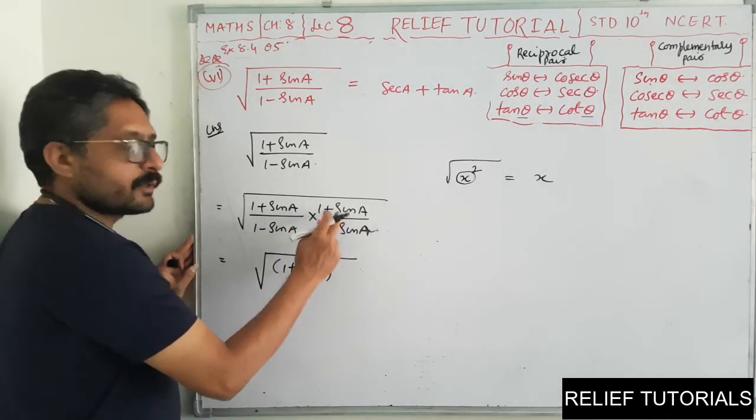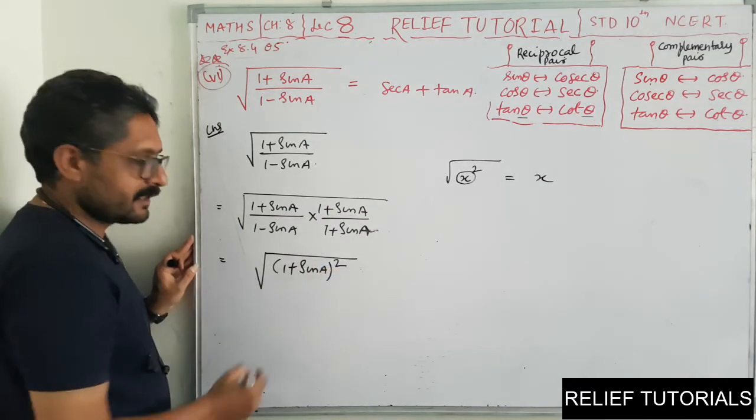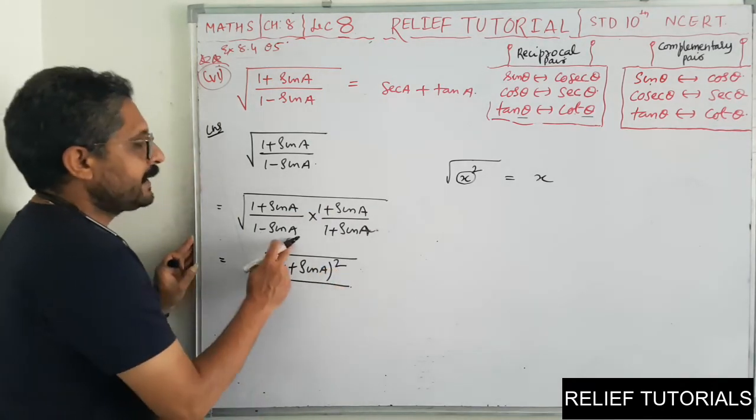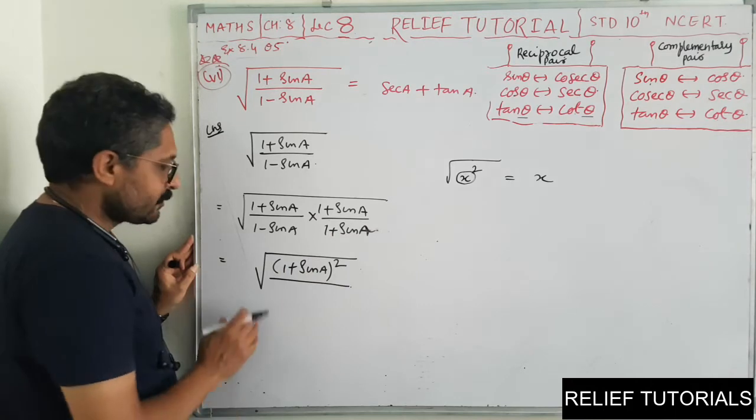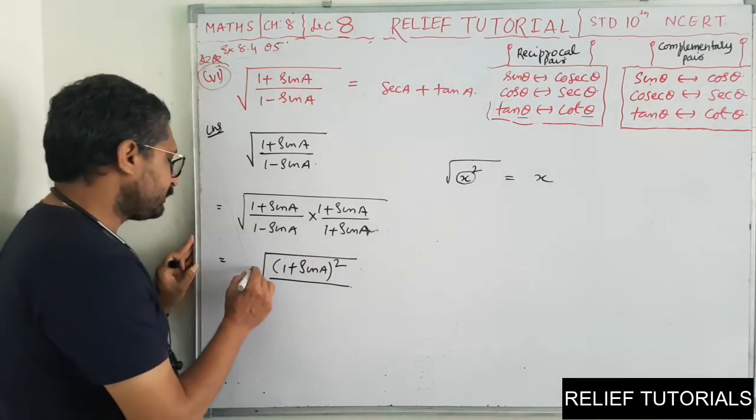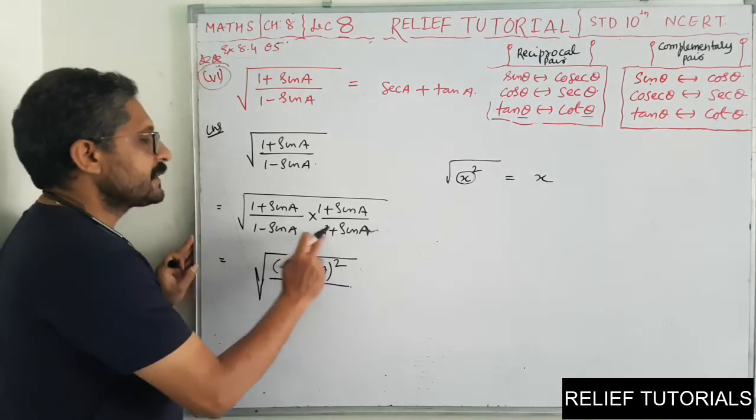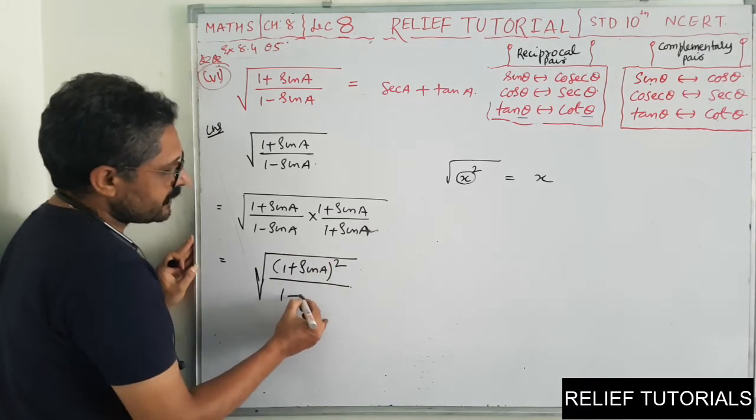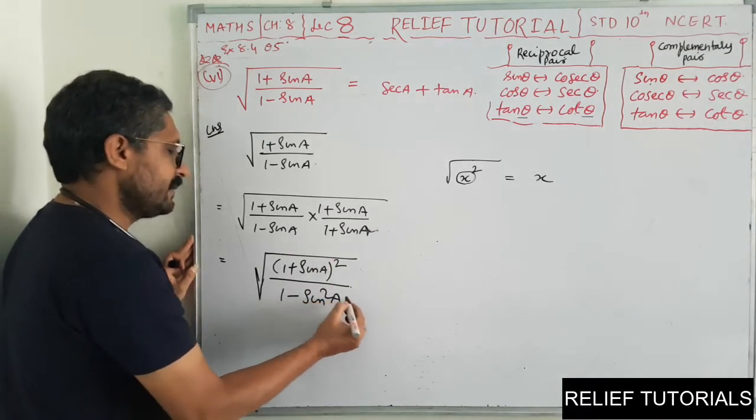Same term, x into x, x square. So I got x square here. Here, a minus b, a plus b. So a minus b, a plus b, a square minus b square. So 1 square minus sin square a.